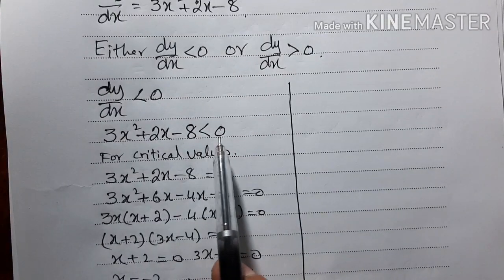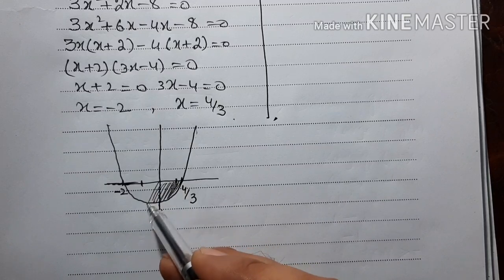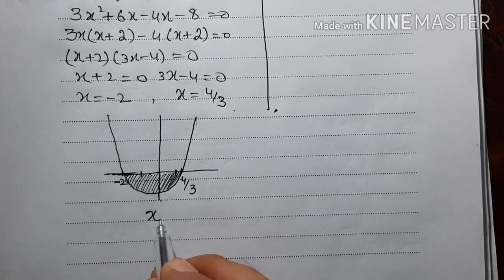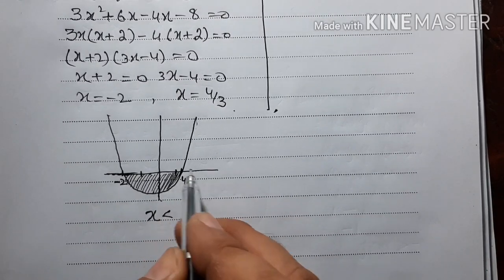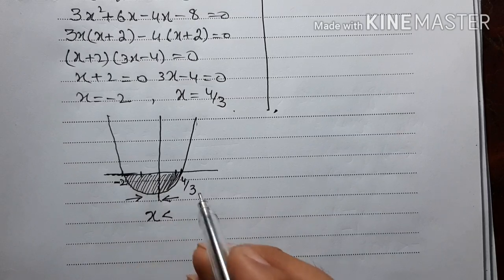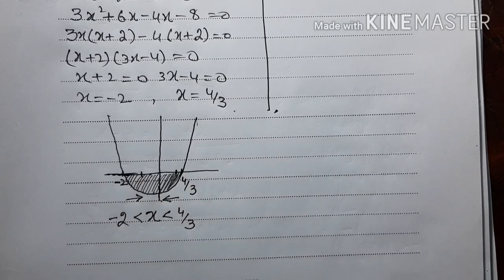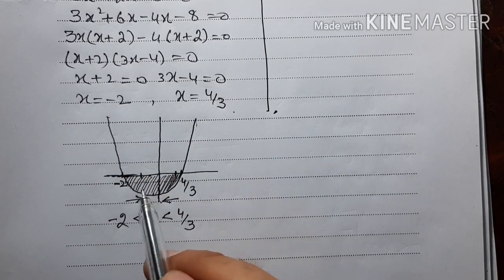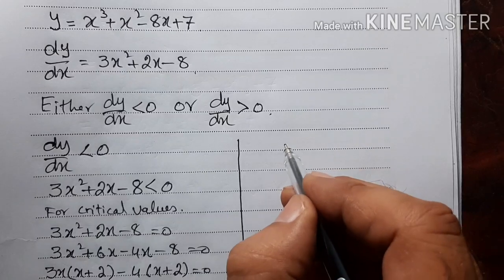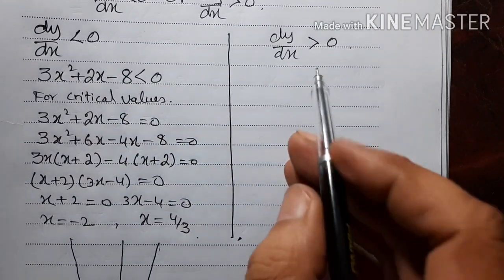Now we want less than 0, so our answer is the region below the x-axis, this area. This area is saying that our answer is to the left of 4 over 3 and to the right of minus 2. So x is less than 4 over 3 and greater than minus 2. This is the case when the function is decreasing.